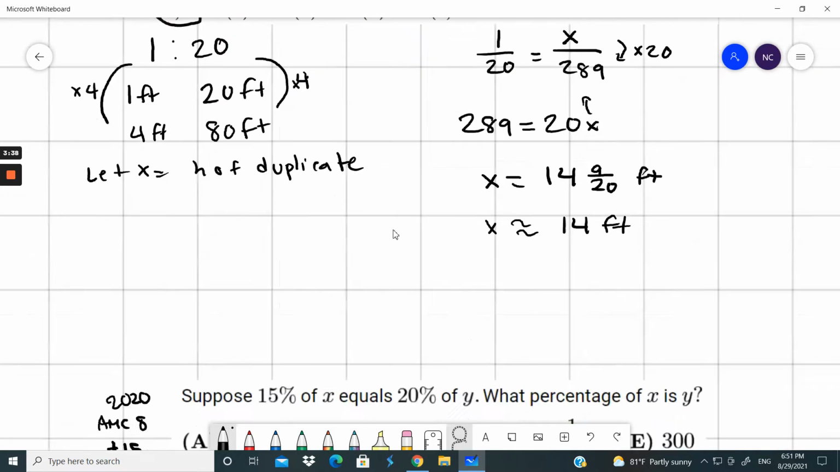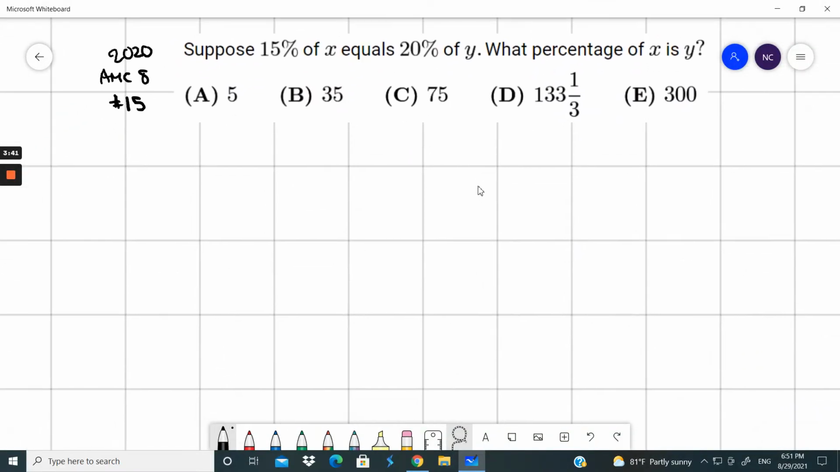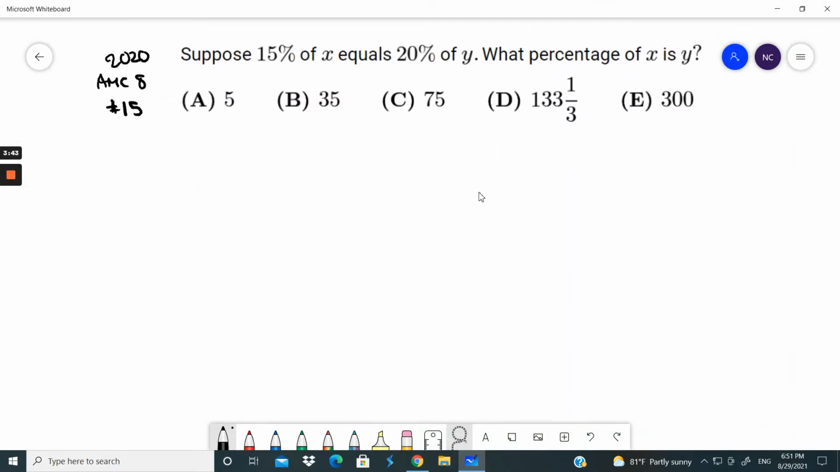Now let's move on to a different question. This one is from the 2020 AMC 8 number 15. Suppose 15% of x equals 20% of y. What percentage of x is y? Once again, for those of you who would like to solve this problem on your own, please pause the video in the next 5 seconds. Alright, let's start solving the problem now.